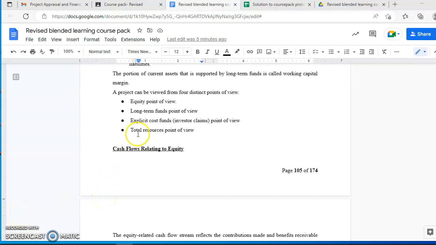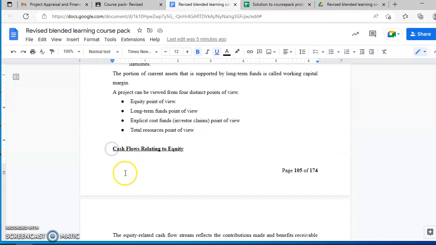In my today's class, we shall see to what extent cash flows get differentiated based on different points of view. So keeping this in mind, we have tried to understand the cash flows, meaning net cash flows, relating to three different points of view. One is the equity point of view, the other one is the long-term fund point of view, and the third one is the total resources point of view. The explicit cost fund point of view we are not going to discuss over here.